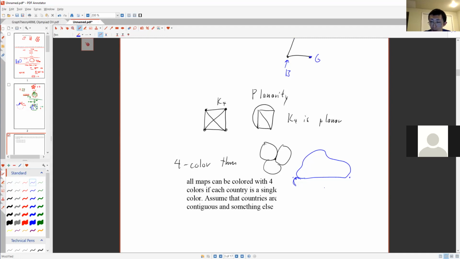But the 4-color theorem just assumes there are no weird countries where half the country is here and half the country is there, like this is country A and this is country A, and we don't have weird disconnected countries. It assumes there's no weird things going on.